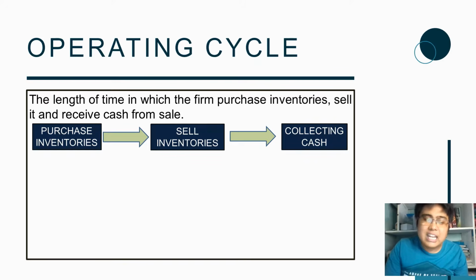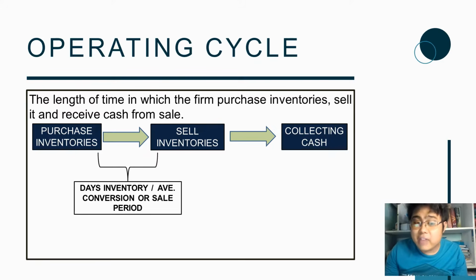At kung titignan natin, the length of time between purchasing an inventory and selling an inventory is known as days inventory or average conversion, or in other books, ang ibang tawag sa kanya, average sale period. Pag sinabi nating average conversion period or average sale period, it is the length of time between purchasing an inventory, again, and selling it to your customers. Kaya tinawag siyang average conversion period. Kasi from inventory, kino-convert mo siya into another asset.